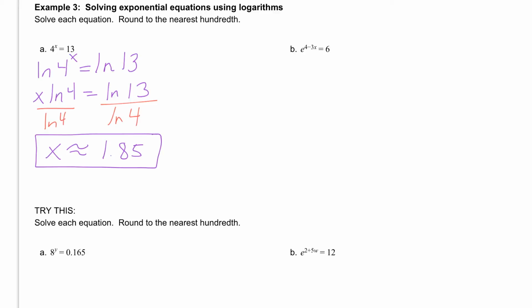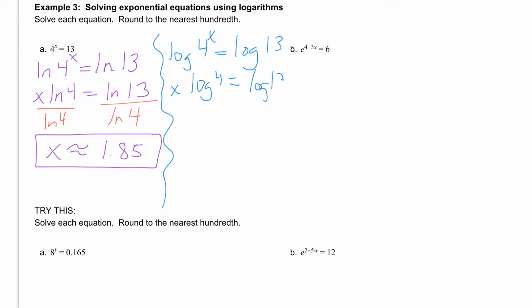Now, it not only works for ln, we can also test it with logs. And we would use a log base 10 because that's the log button we have access to on our calculator. So just like we did here with the natural log of both sides, we can also do the log of both sides. So I can take the log of 4 to the x, set that equal to the log of 13. Using my properties of logs, that x would still come out in front. So I have x times the log of 4 equal to the log of 13.